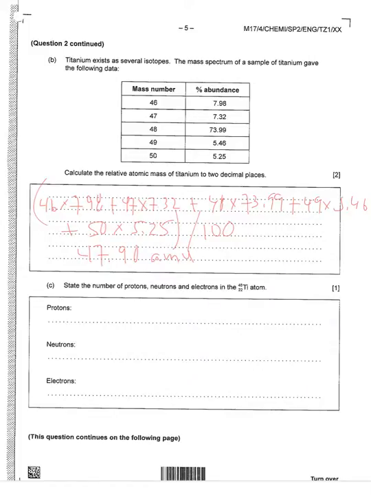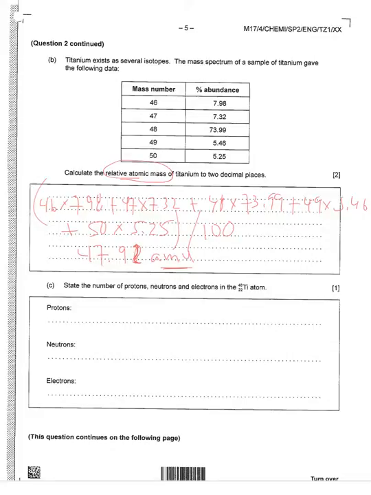In Part B, it says titanium exists as several isotopes. The mass spectrum of a sample of titanium gave the following data. So you can see I've shown my weighted average here. I like to take each mass number times the percentage given and then just divide by 100 at the end. Then I don't have to convert each one, and I don't have to worry about making mistakes, especially when the percentages fall below 1%. To 2 decimal places, I actually get 47.92. And then my label needs to be AMU since it was said to be relative atomic mass.